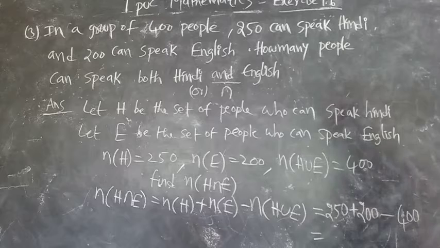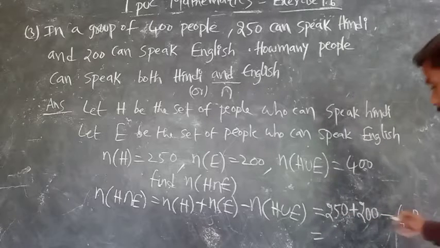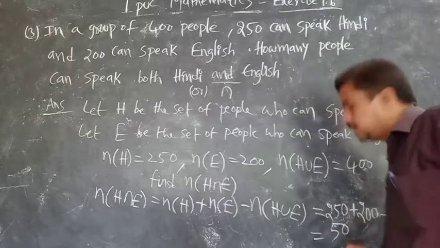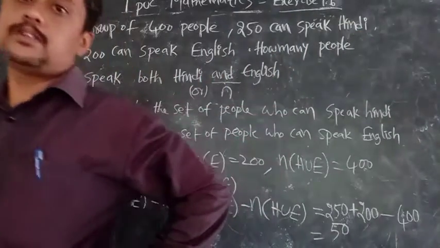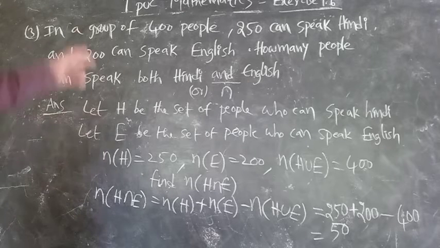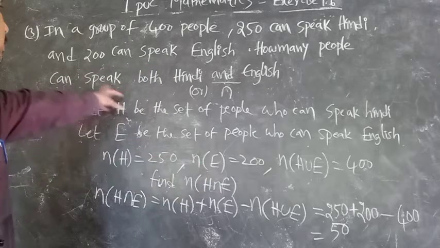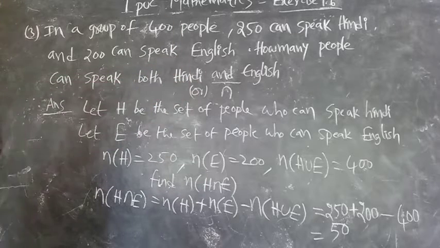So what is the answer? 250 plus 200 is 450. 450 minus 400 is 50. So 50 is the answer. Like that we have to calculate. Therefore 50 people can speak both Hindi and English. Okay, next we will move to the fourth problem.